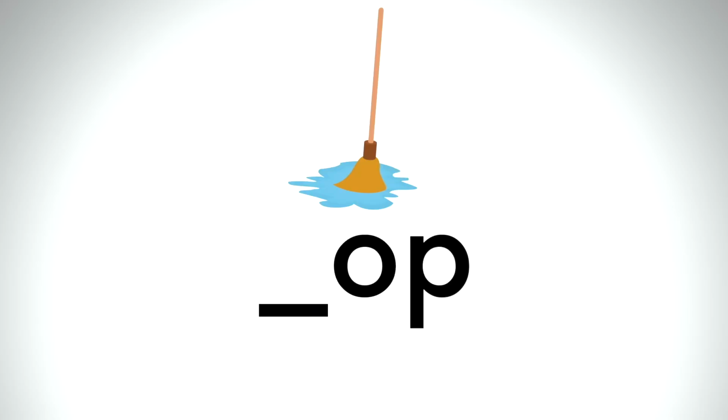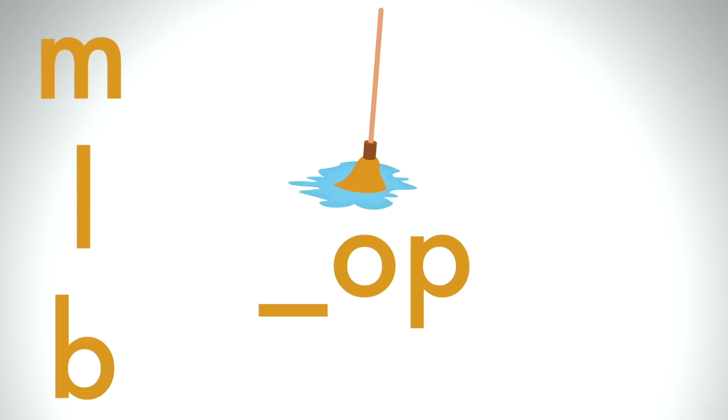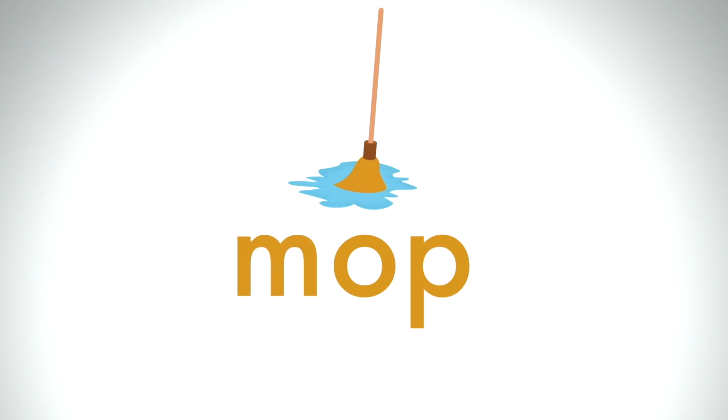Let's do one more together. The word is mop. This word is missing the first letter. Let's say all the sounds of the word to find the missing letter. Mop. M, ah, p. We have the letters for op, but we're missing the letter for the first sound, m. Which letter spells the m sound? M makes the m sound. M, ah, p. Mop.